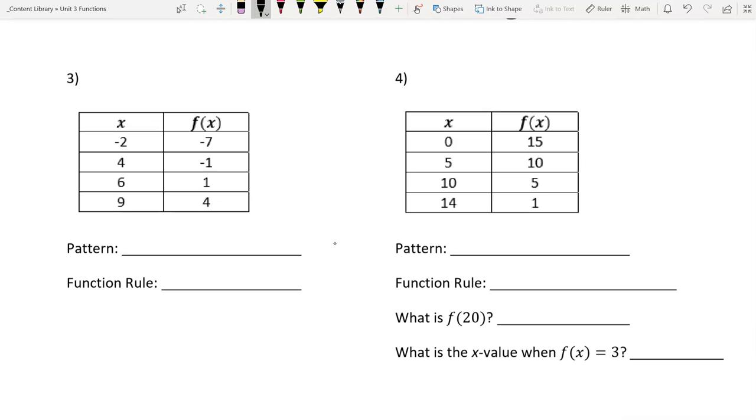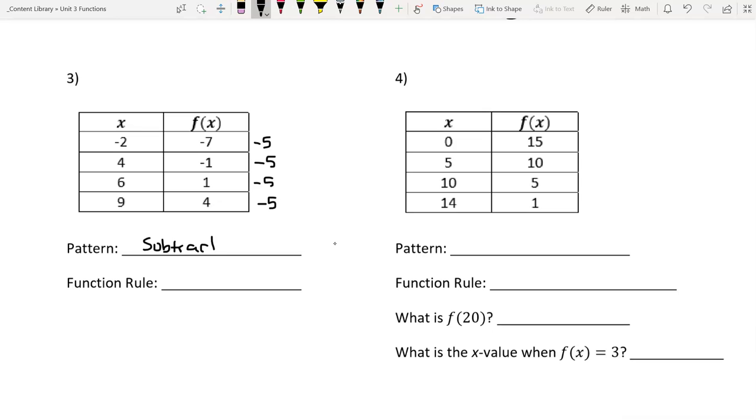Number 3, how do I get from x to f of x? Well, let's start in the positives, because positives are easier. How do I get from 9 to 4? It looks like I subtracted 5. But let's just check. 6 minus 5, yep, that equals 1. 4 minus 5 does equal negative 1. So all of these I subtracted.